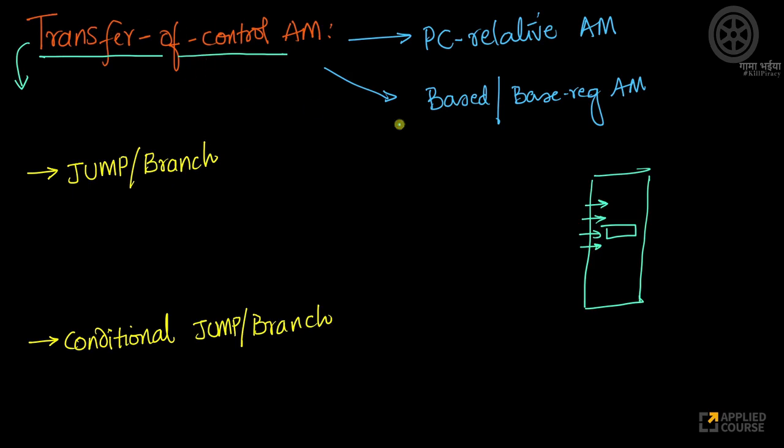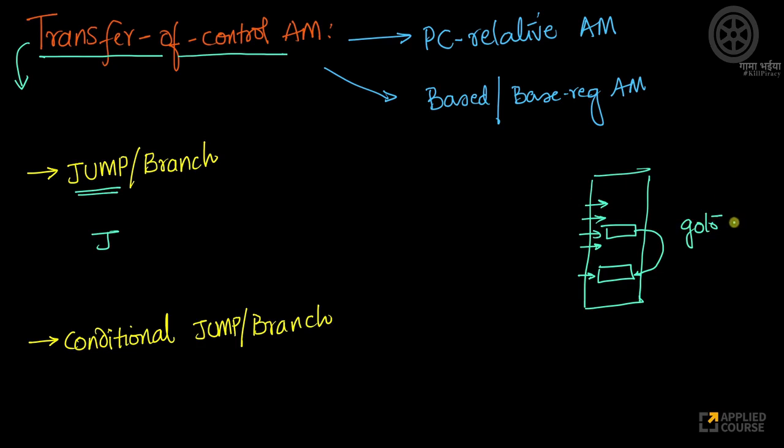But the transfer of control basically means that after executing this, I want to execute some other instruction, let's assume this one. If I want to do that, we have seen instructions like jump. In the C programming language, this is equivalent to goto statements.